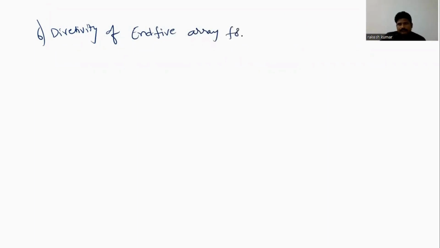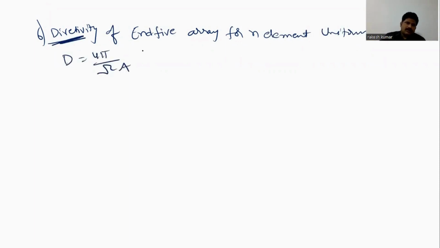For the N-element array, directivity. Okay, so we know that directivity is equal to 4 pi by sigma.